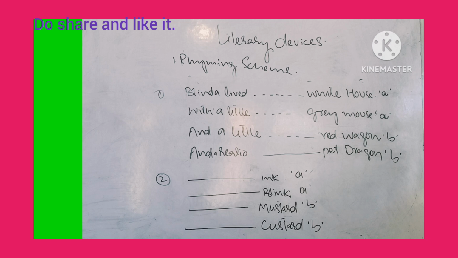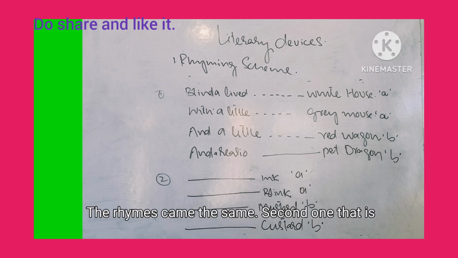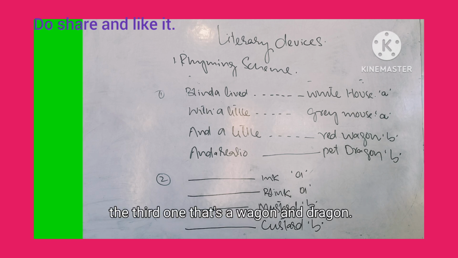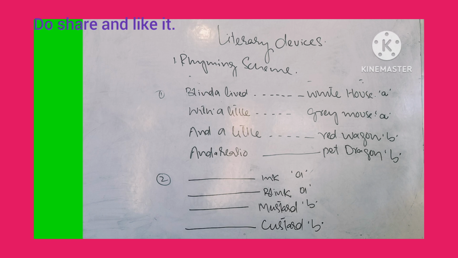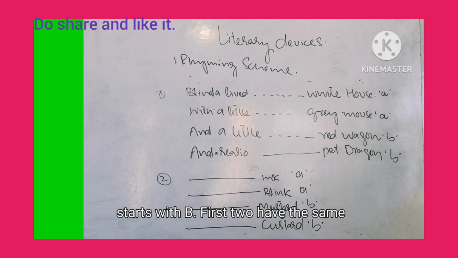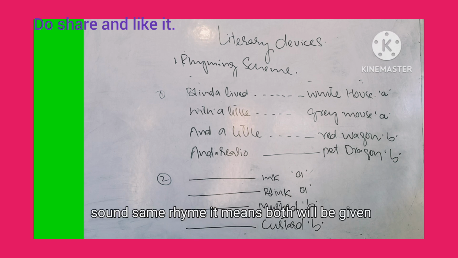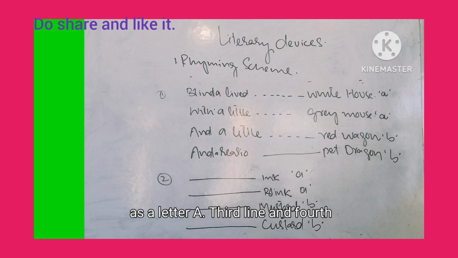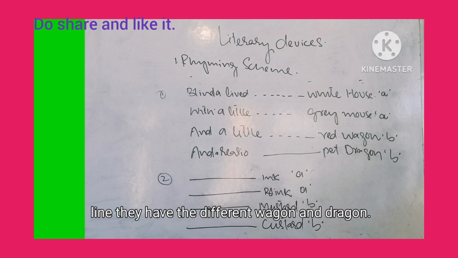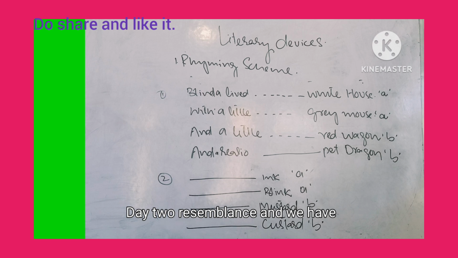Second, that is the third and fourth lines, wagon and dragon. Wagon, dragon, so then it starts with B. The first two have the same sound, the same rhyme, so both will be given the letter A. The third line and fourth line have a different sound, wagon and dragon, they resemble each other, and we have to give them B.